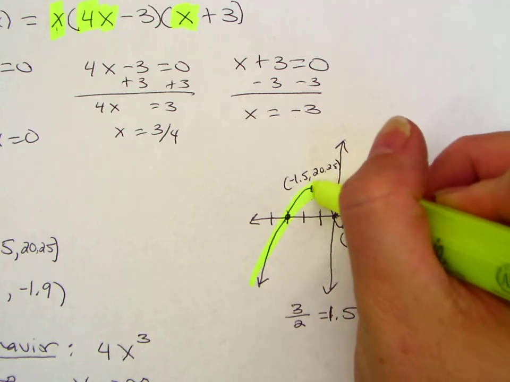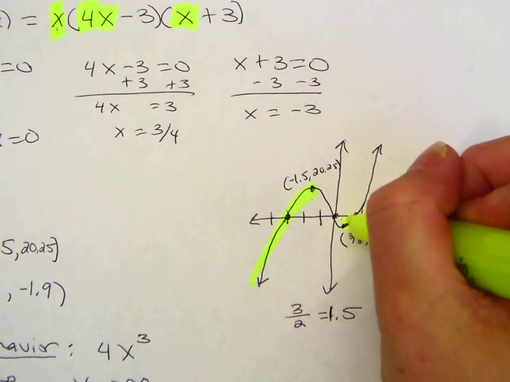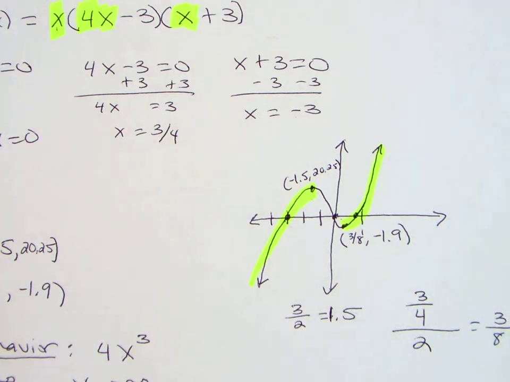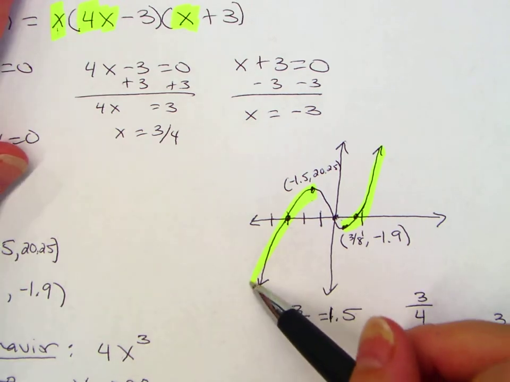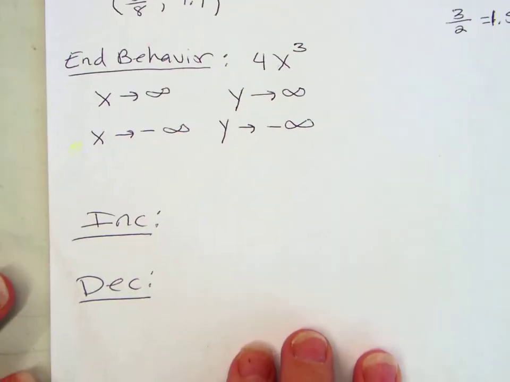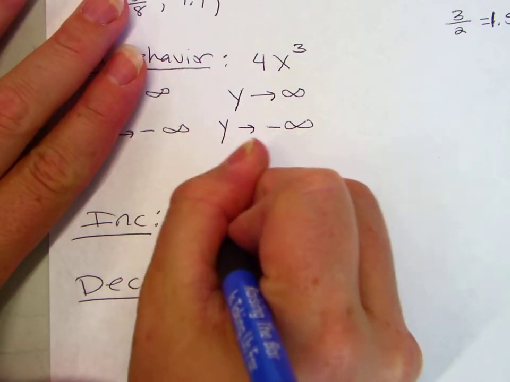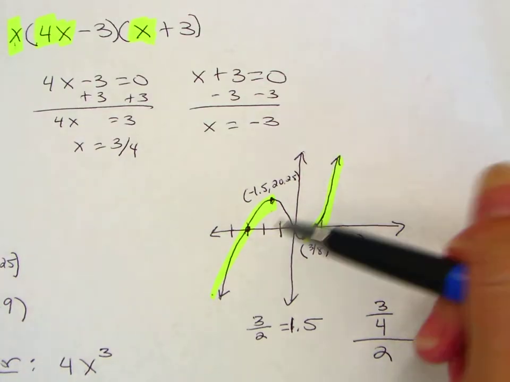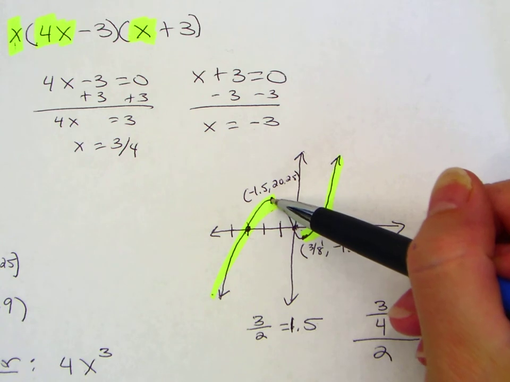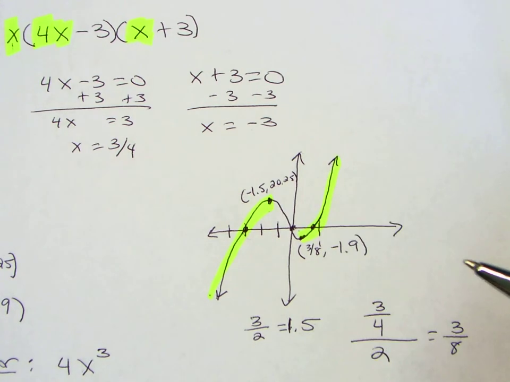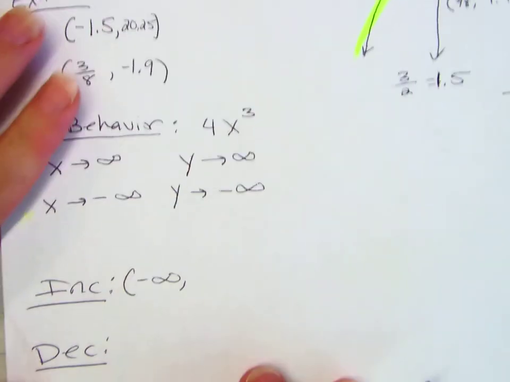And then it stops, it starts going down, and then it restarts going back up. So the highlighted piece of this is where it's increasing. So again, start on the left. The left is the arrow. An arrow means infinity. So here it's negative infinity. And where does it stop increasing? The top, the peak. What's that value? Negative 1.5.